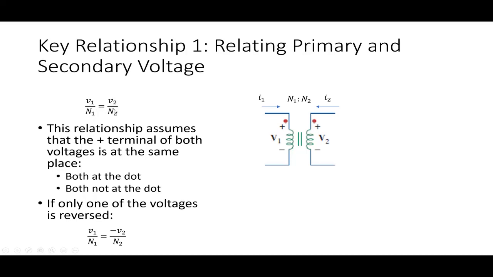Now here's the key thing. This relationship that I wrote right here assumes that the positive terminal of both voltages is at the same place. So we have to explain this dot. We drew these dots, and in this particular picture, I have one plus terminal at the dot and the other plus terminal at the dot. So in that case, I have V1 over N1 equals V2 over N2.